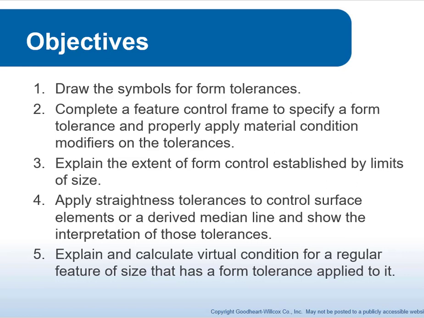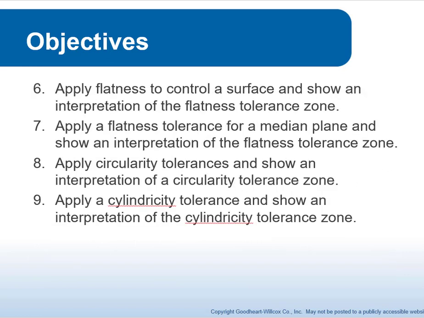material conditions. Number 3, explain the extent of form control established by limits of size. 4, apply straightness tolerances to control surface elements, or a derived median line, to show the interpretation of those tolerances. 5, explain and calculate virtual condition for a regular feature of size that has a form tolerance applied to it.